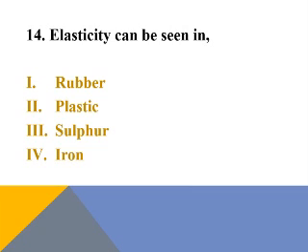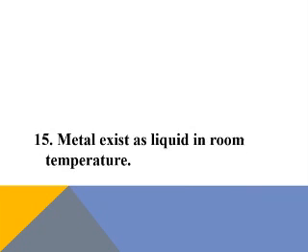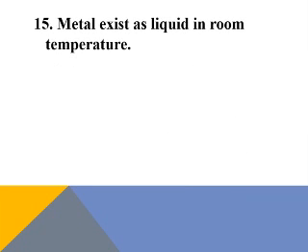The next question, metal exist as liquid in room temperature. Most of the metals are solid state in room temperature. Copper, iron, aluminium are some common examples for them. But very rarely, metal exist as liquid form. I think you all are aware of that? Yes, it is the mercury. So correct answer is third one.